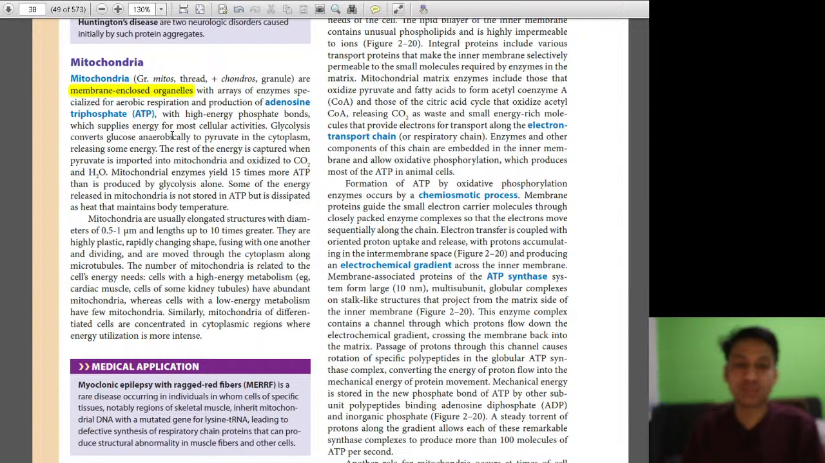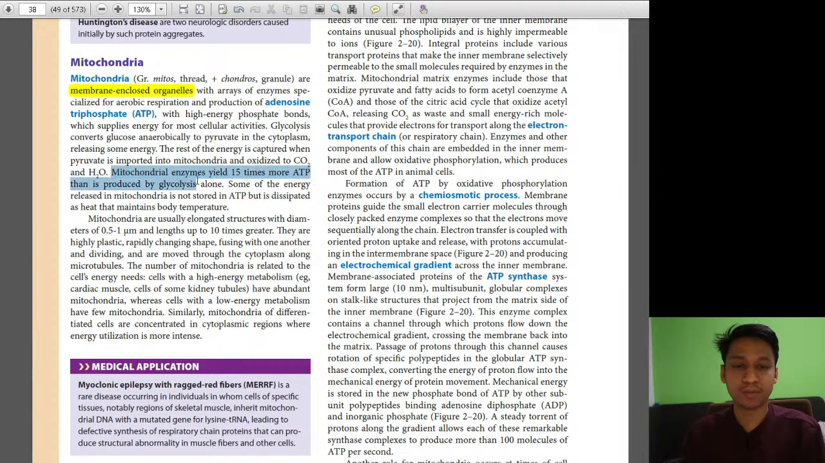Glycolysis converts glucose anaerobically. Glycolysis is an anaerobic process, so it basically happens in the cytoplasm, converting glucose to pyruvate and releasing some energy. It does release some energy, but not enough. It's not a complete energy product. The rest of the energy is captured when the pyruvate is imported into the mitochondria and oxidized to carbon dioxide and water. Mitochondrial enzymes yield 15 times more ATP than is produced by glycolysis alone.